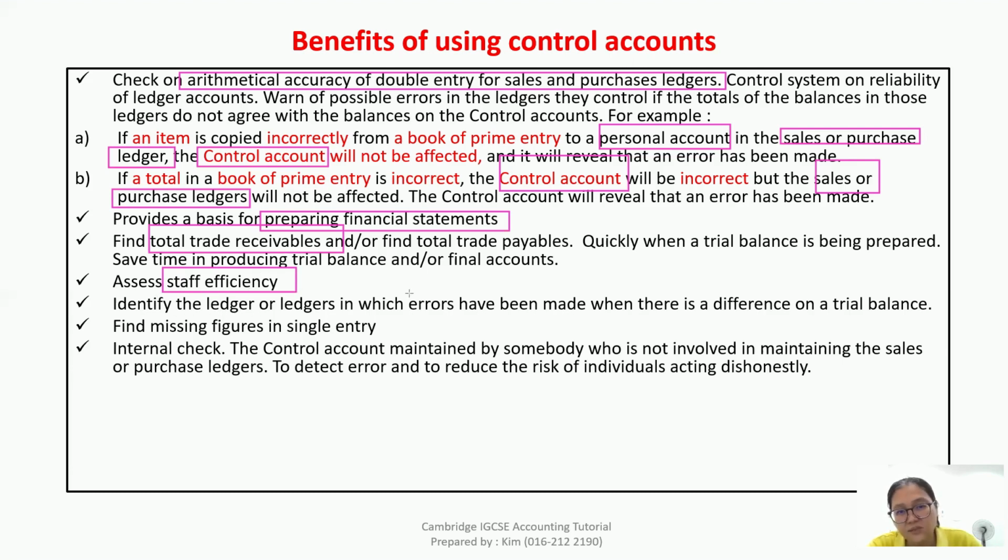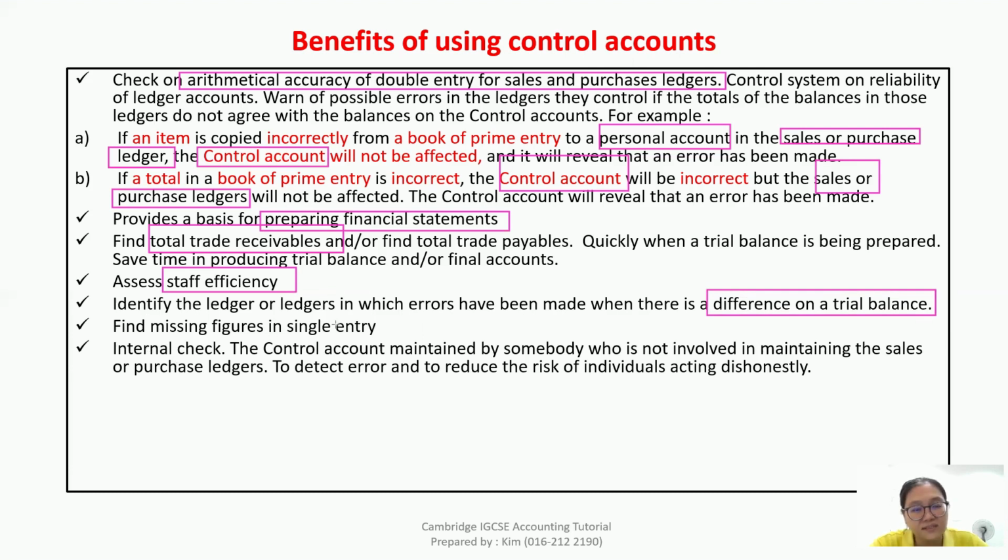Identify the ledger in which an error has been made when there is a difference on the trial balance. When we have a difference on the trial balance, one way to quickly check is to check these two accounts first, the control account and the sales ledger and purchases ledger. If the totals are the same, then the error is likely not there, but not 100%.